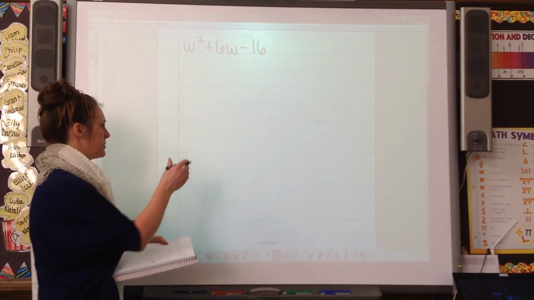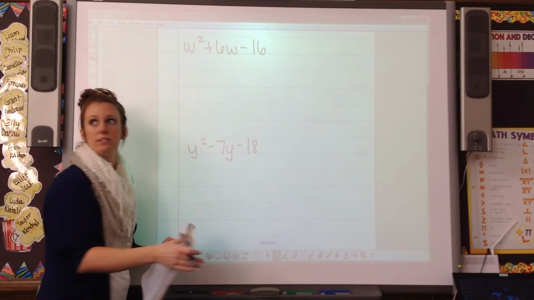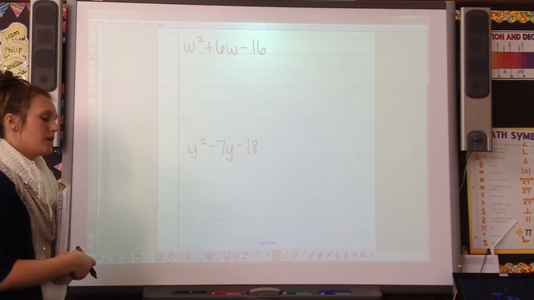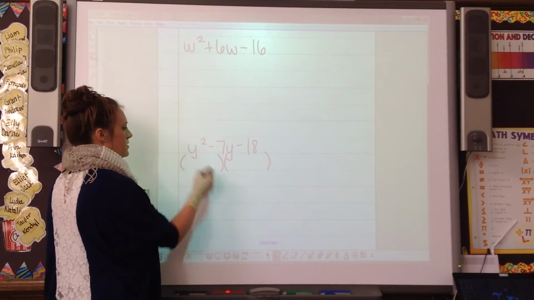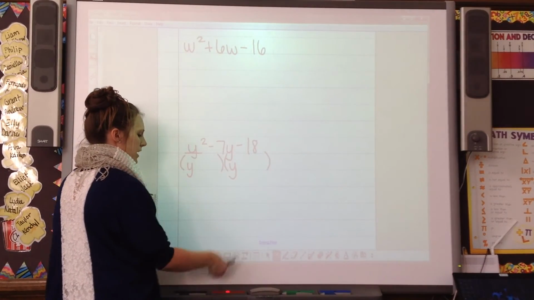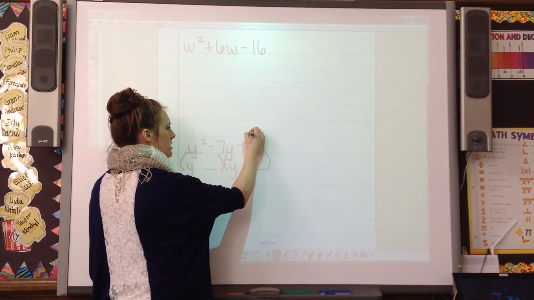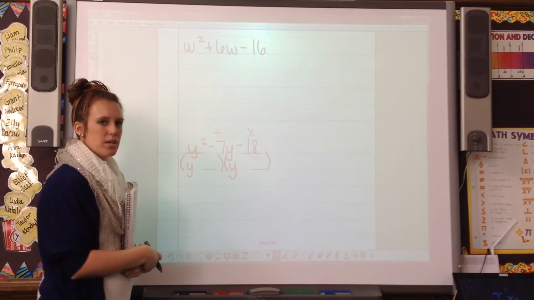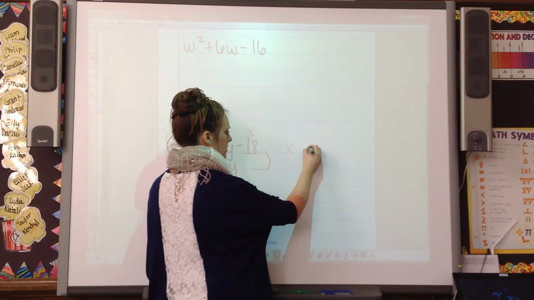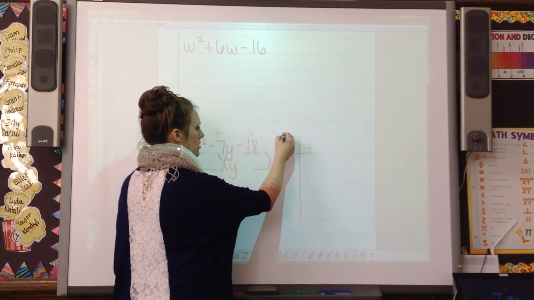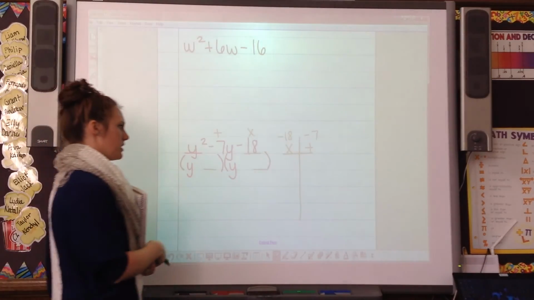Okay, last time. We have y squared minus 7y minus 18. Same deal. You're going to factor this into two binomials. Your first term is y squared multiplied. Your second terms, you need to multiply to make a negative 18, but add to be a negative 7. So let's get our chart organized. We need to multiply to be negative 18, but add to be negative 7. So think of ways to make negative 18.